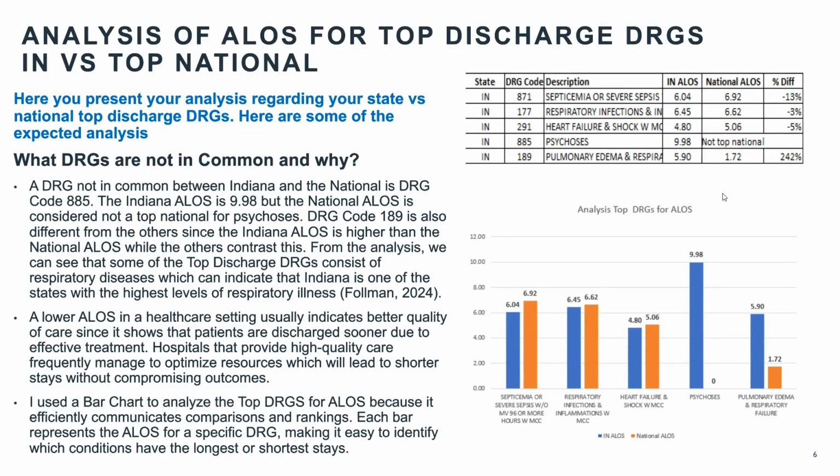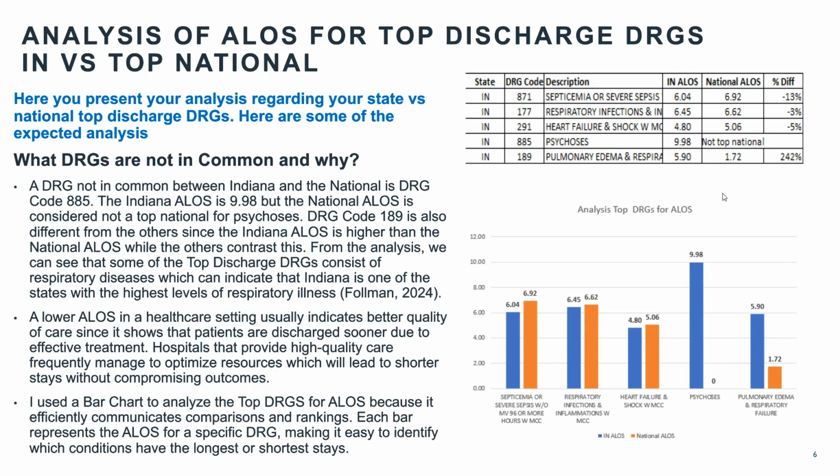Here's the analysis of average length of stay for top discharge DRGs, Indiana versus top national. A DRG not uncommon between Indiana and the national is DRG code 885. The Indiana average length of stay is 9.98, but the national average length of stay is considered not a top national for psychosis. DRG code 189 is also different from the others since the Indiana average length of stay is higher than the national average length of stay, while the others contrast this.